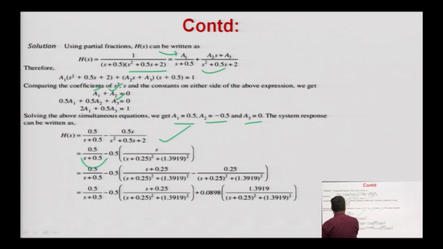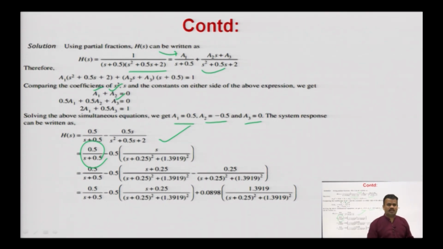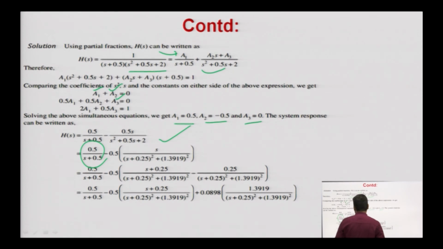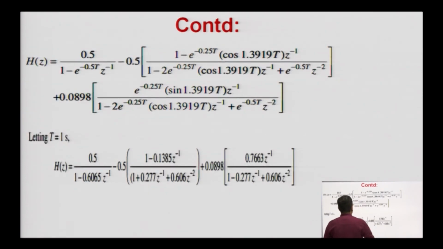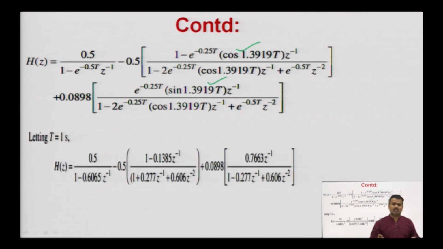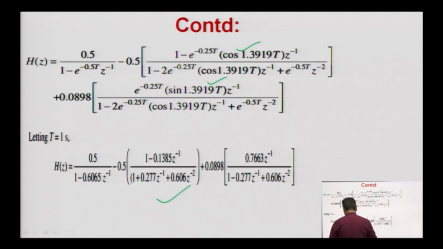Now, this is your quadratic factor. For this you have to make it into its cosine form or sine form, and you will solve the equation and get the answer here. So, in terms of cos and in terms of sine, you will get it. And here your T is not given to you. If T is not given, you can assume T is equal to 1 second. So, if you put it here, then you will get the final H(z).